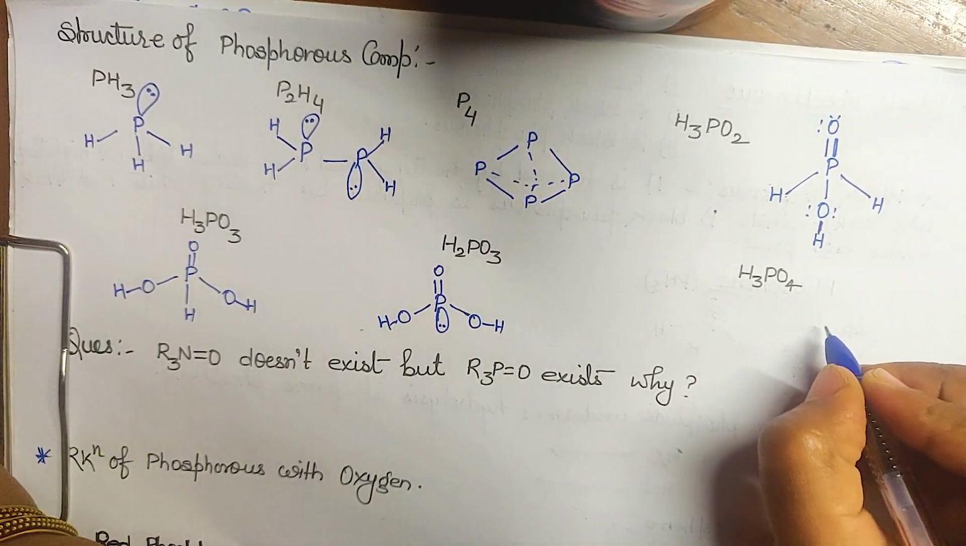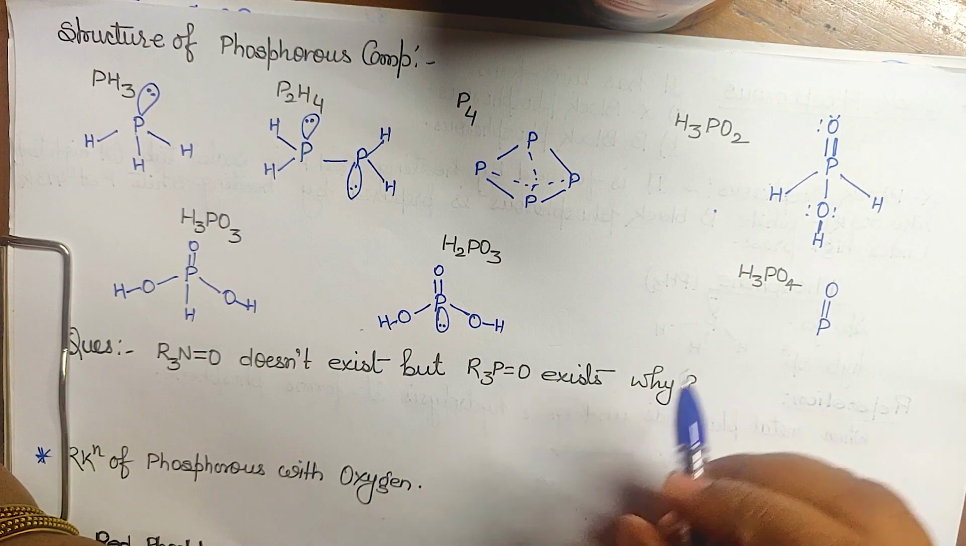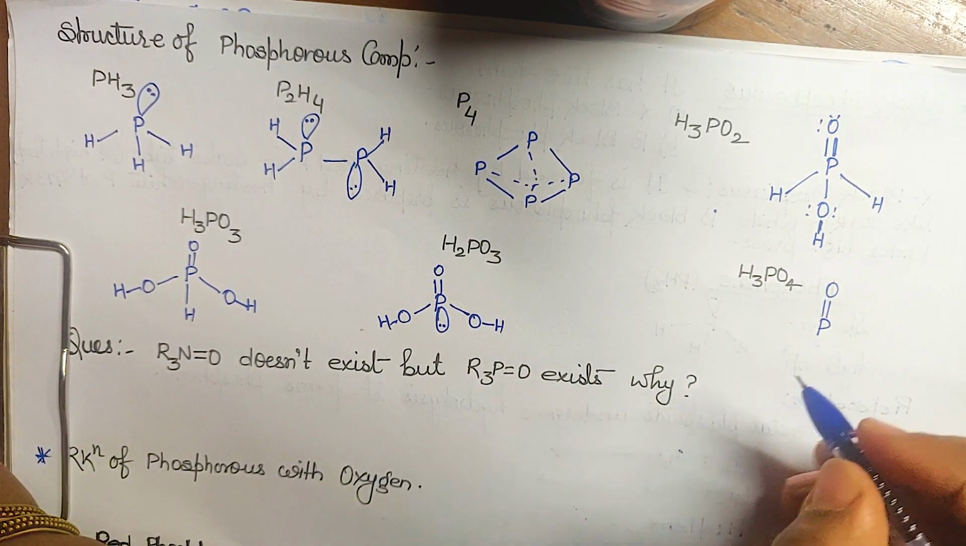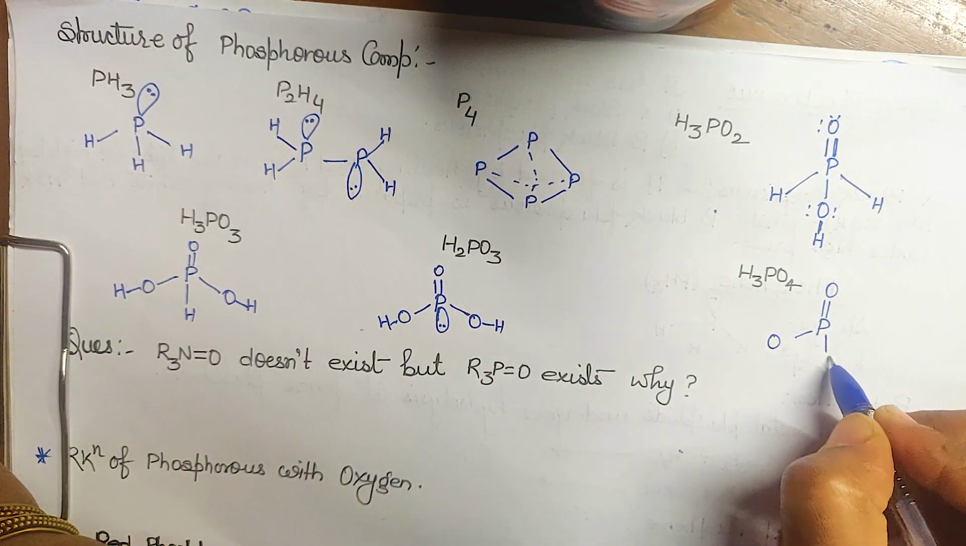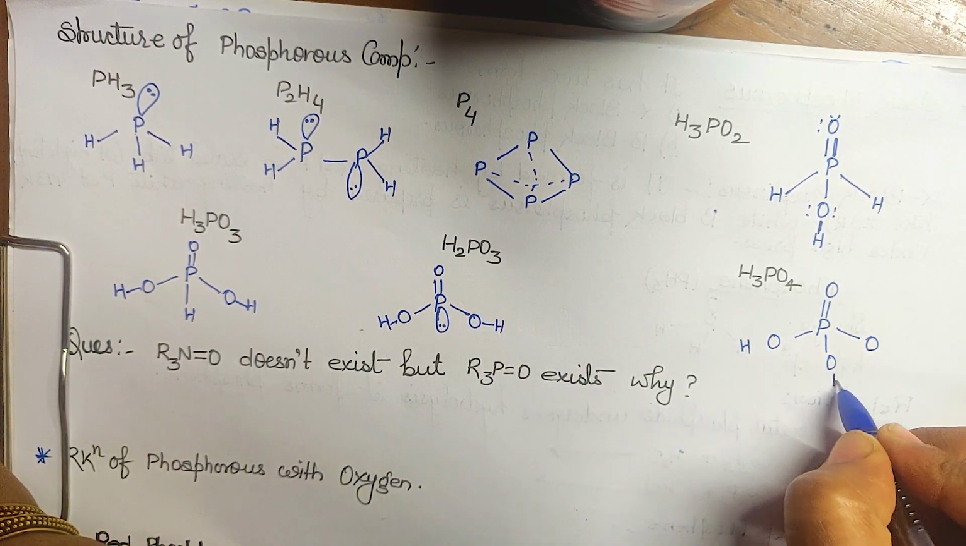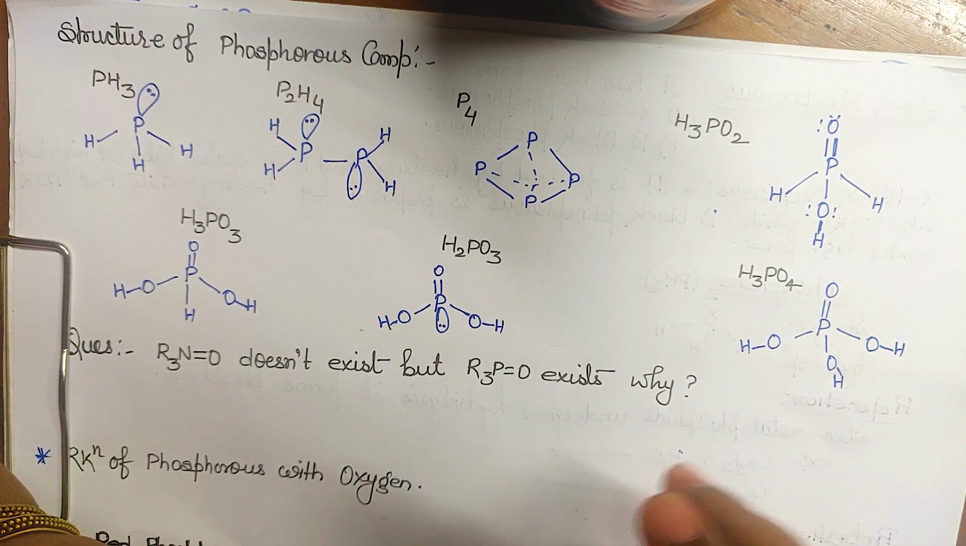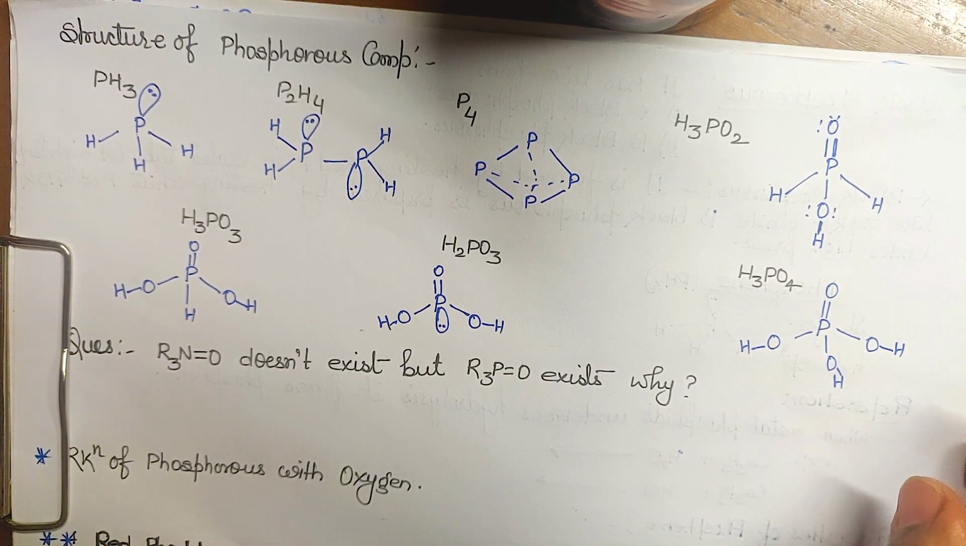So similarly, we can make P and oxygen. 1 double bond oxygen will be there for sure. How many oxygen are left? 3 oxygen are left. So make it like this. Okay, and how many hydrogen are there? So one hydrogen with all this oxygen, we will attach and we will get this. Got it? So this is the structure of H3PO4.